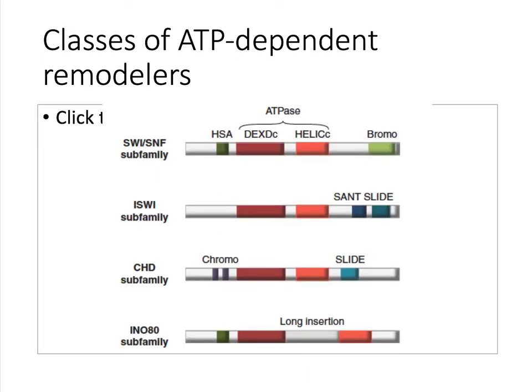There are four main classes of ATP-dependent nucleosome remodelers. They all utilize ATP, but their exact functions differ and can include one or more of the ones we've discussed in the last slide. The four classes are the SWI/SNF subfamily, the ISWI subfamily, the CHD subfamily, and the INO80 subfamily.